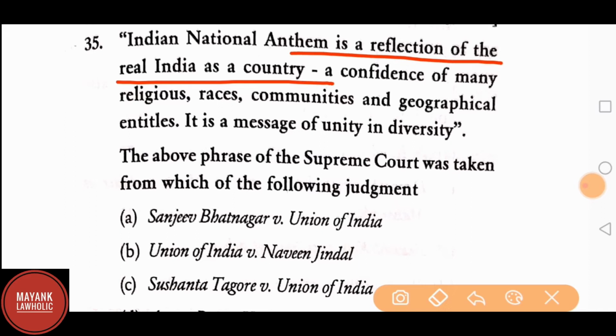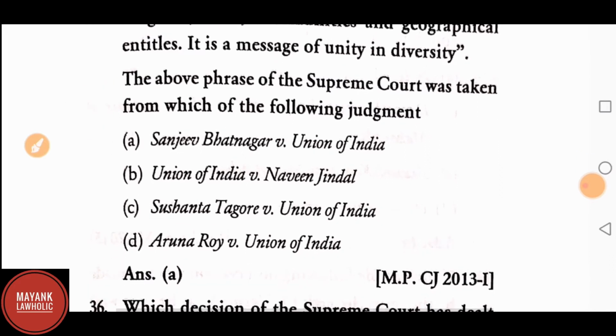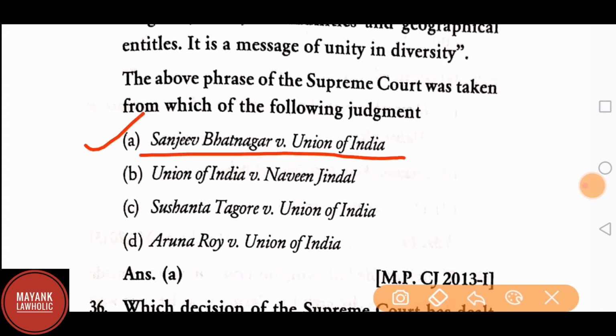A. Sanjeev Bhatnagar versus Union of India, B. Union of India versus Naveen Jindal, C. Sushant Tagore versus Union of India, D. Aruna Roy versus Union of India. The answer is A. Sanjeev Bhatnagar versus Union of India.